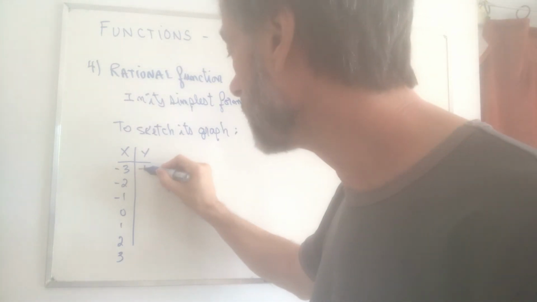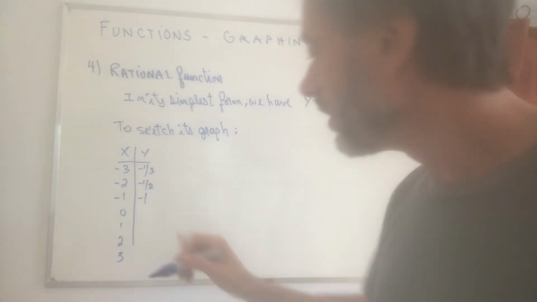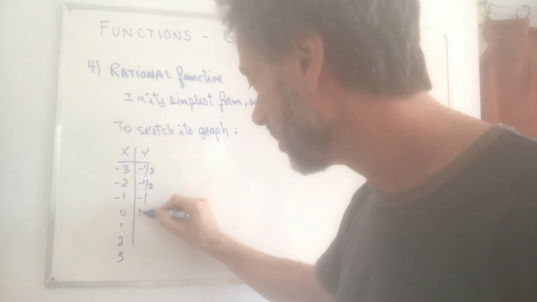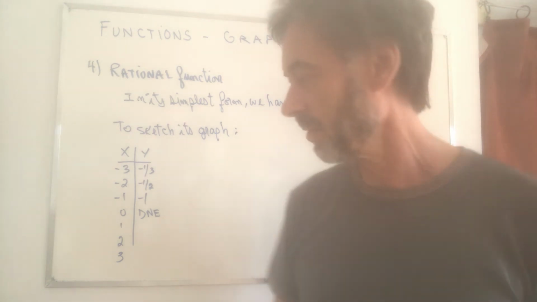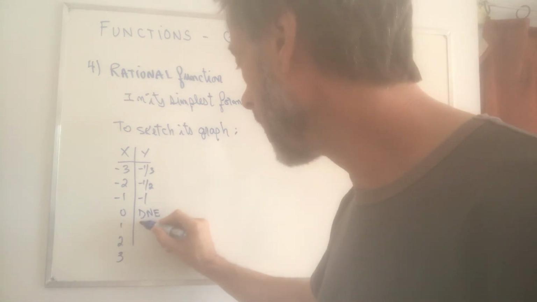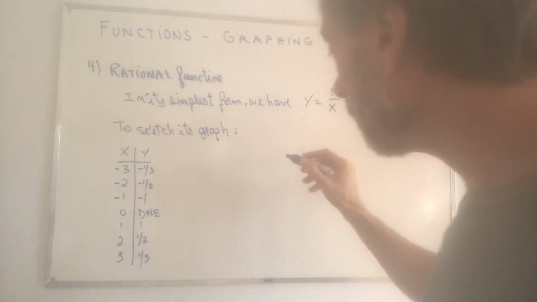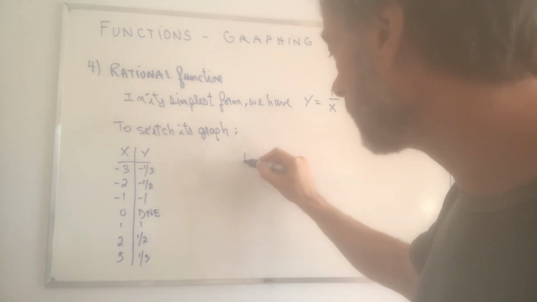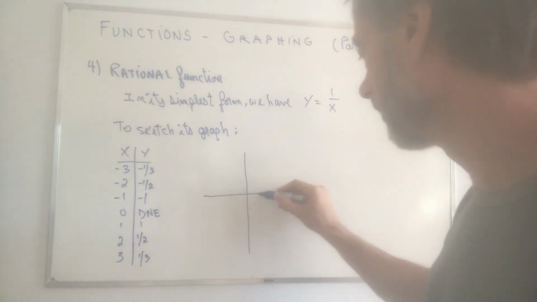So that's very easy, -1/3, -1/2, -1. Something interesting happens at 0, because 1 over 0, as you may recall, does not exist. There is no value for 1 over 0. 1 over 1, 1 over 2, 1 over 3, and so on and so forth. Should you plot this on a Cartesian set of axes, you would actually get something quite famous, to be honest here.